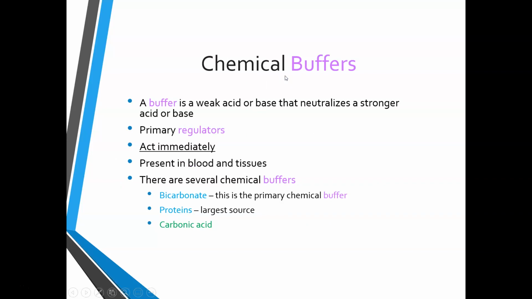So the first line, we're going to talk about chemical buffers. And remember, a buffer is a weak acid or base that neutralizes a stronger acid or base. They are the primary regulators in the body. They can respond quite quickly. They're present in both a person's blood and tissue. There are several chemical buffers. There's bicarbonate, which is the primary chemical buffer, proteins, the largest source, and carbonic acid.